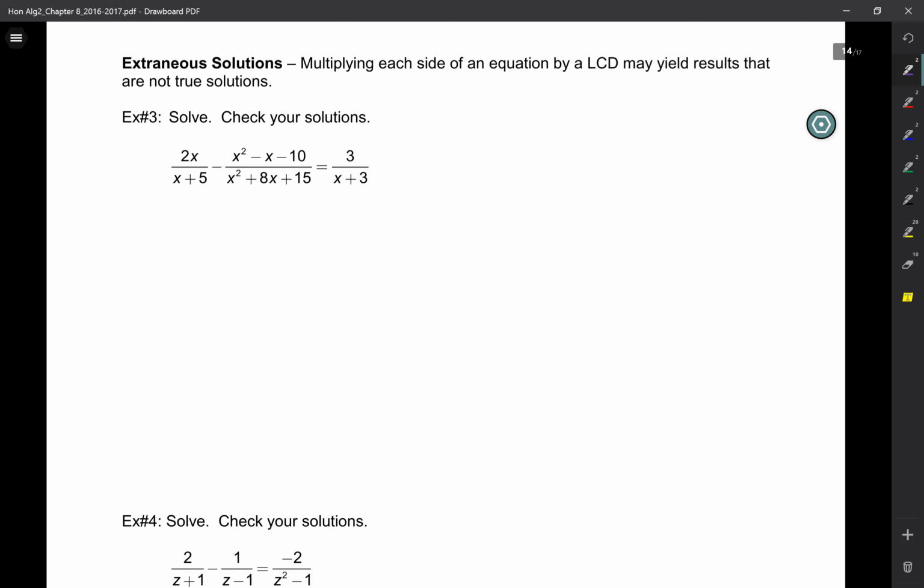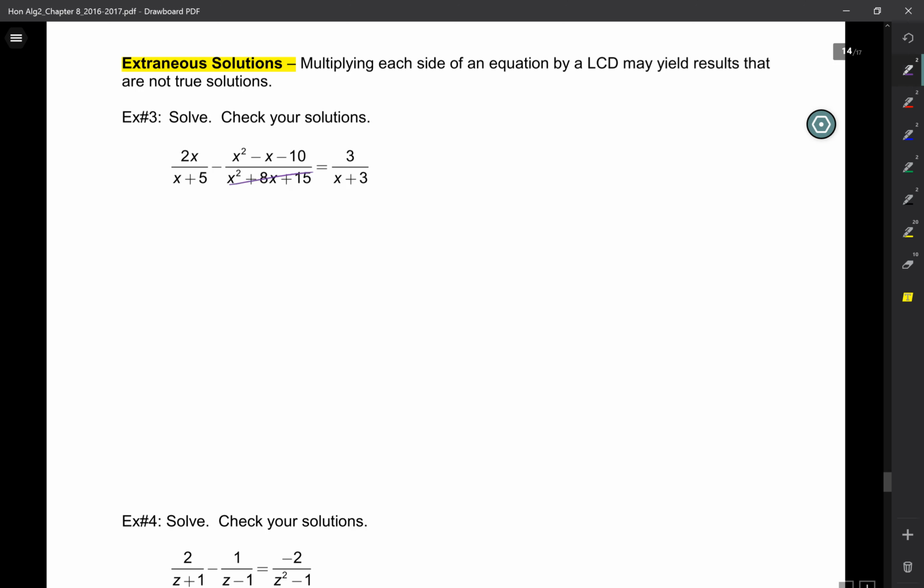Again, so why do we have to figure out what the restrictions are? Because sometimes by multiplying each side of an equation by the LCD, right, you're getting rid of the denominator. And when you do that, you're sort of artificially changing the problem. So you might be adding in solutions that would naturally not have been there. Okay, we call those extraneous solutions. Okay? Question?